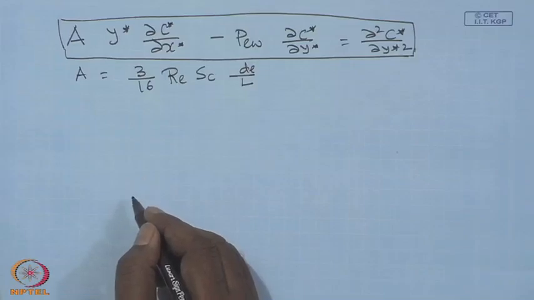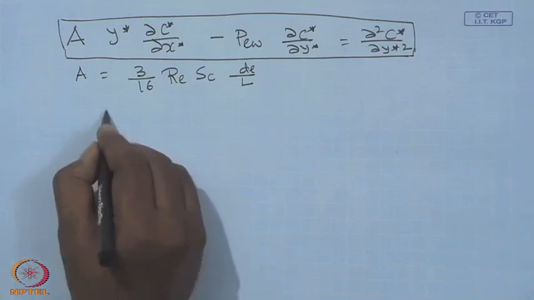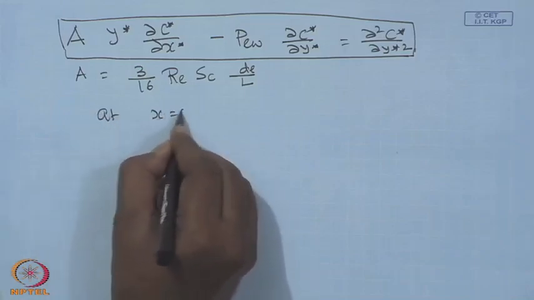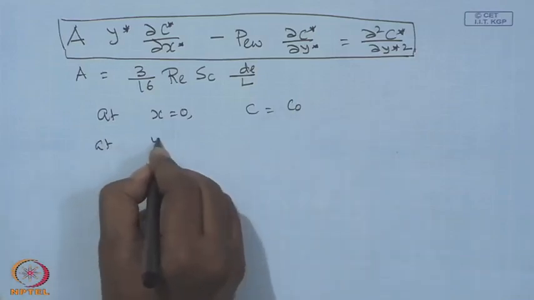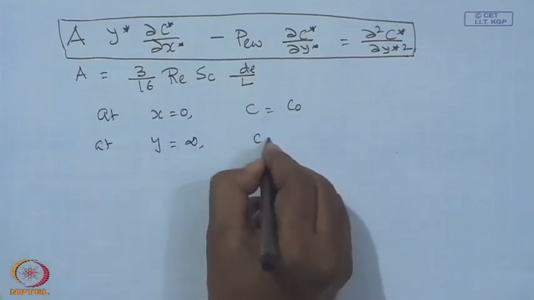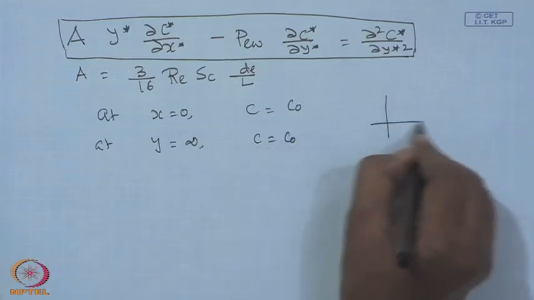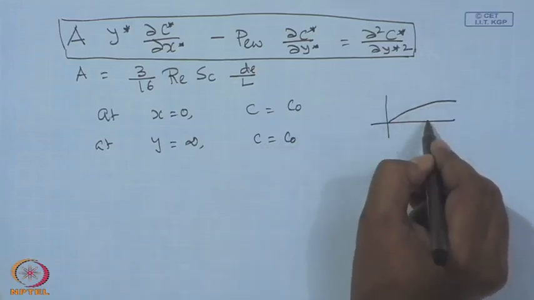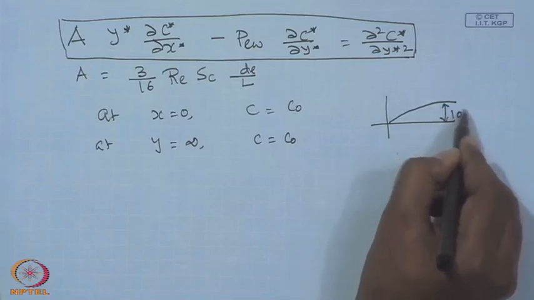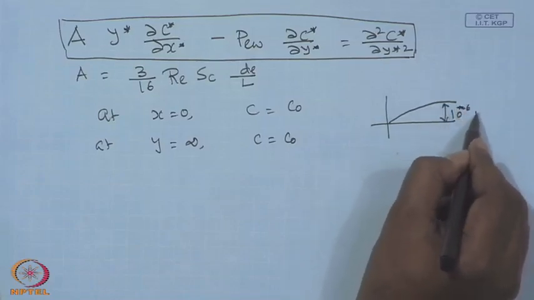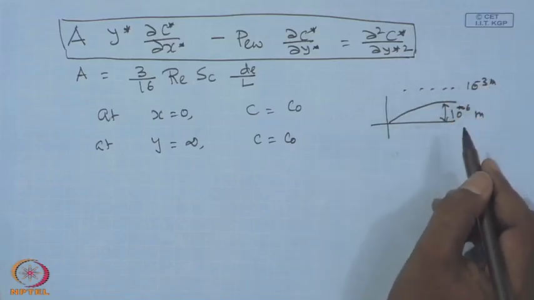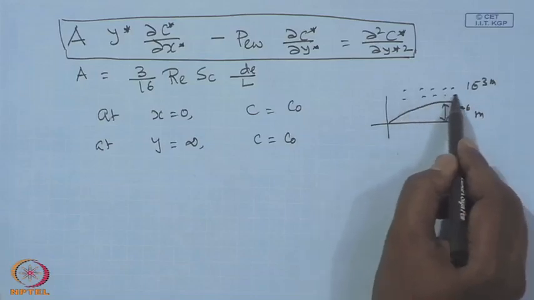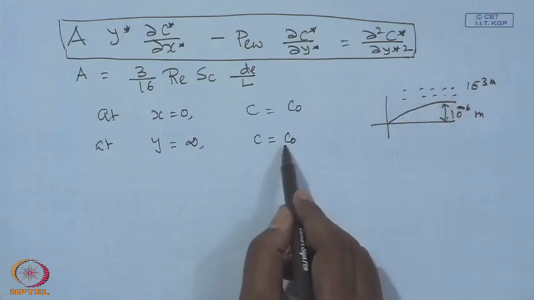Okay. Now, let us write down the boundary condition. At x equal to 0, c was equal to c naught, the feed concentration. At y equal to infinity, c is equal to c naught. So this is the boundary layer, and the thickness of the boundary layer will be in the order of 10 to the power minus 6 meter, and the half height will be 10 to the power minus 3 meter. So it is obvious that anything far from the wall will have the same concentration as c naught.